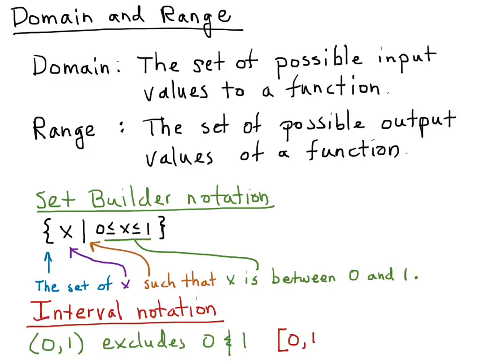So the thing to remember about interval notation is that when you put parentheses for your intervals, that excludes the endpoint values. When you put square brackets, that includes the endpoints, and you can mix these. One side can be a parenthesis, the other side could be a bracket.